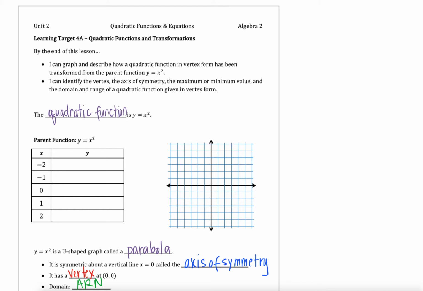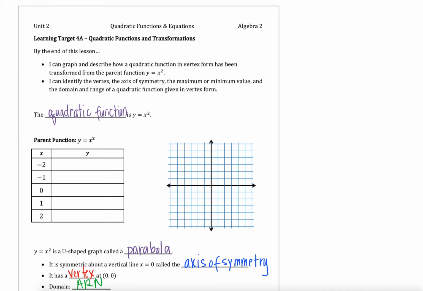Of Unit 2. Unit 2 is all about quadratic functions and equations. In this video, we're going to talk about learning target 4a, which is all about graphing the quadratic function as well as using transformations. By the end of this lesson, you will be able to graph and describe how a quadratic function in vertex form has been transformed from the parent function y equals x squared.